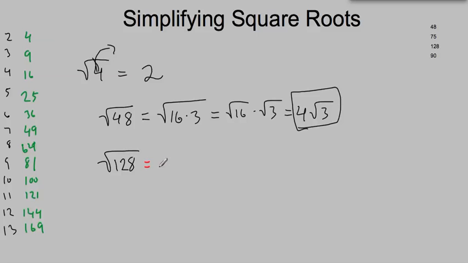So I could rewrite this as the square root of 64 times 2. And then I could split my two radicals, the square root of 64 times the square root of 2. And we know that the square root of 64 is 8. So my final answer is 8 root 2. And if you wanted to plug these in your calculator to check and verify, you'd find out that 8 times root 2 is the same thing as the square root of 128.